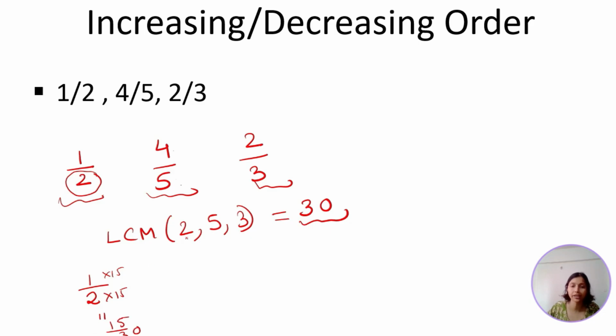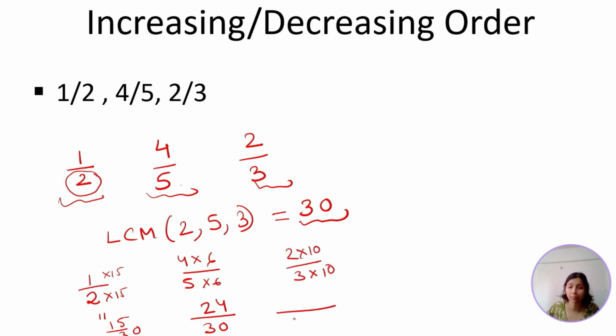Similar way, 4 by 5, I need to multiply the numerator and denominator by 6, so that I get the denominator 30 and I get the equivalent fraction. Here I need to multiply numerator and denominator by 10 so that I get denominator 30 and I get the equivalent fraction. So to get equivalent fraction, or the fraction same in value, the numerator and denominator need to be multiplied by the same number.